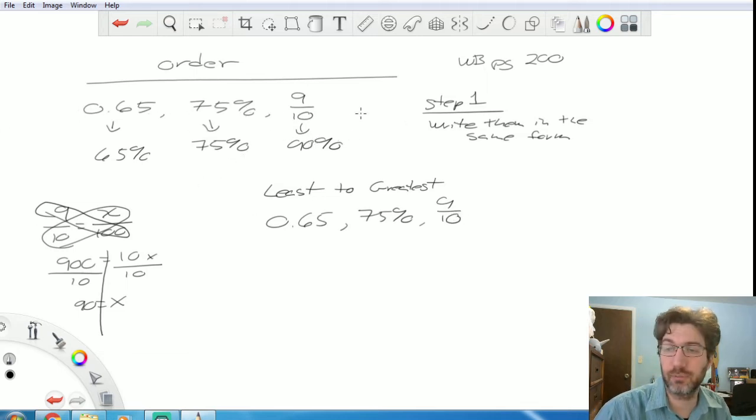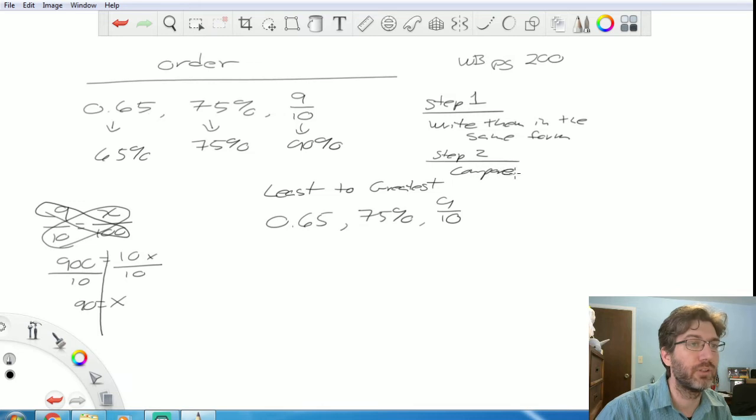This was just a random problem, Kelsey. I wasn't doing anything special. I was just showing you how to order them. So that's pretty much how you do it. You're going to write them all in one form, and then step 2 would be to compare them. But you need to write them in the same form. You can't compare 9/10 to 75%.